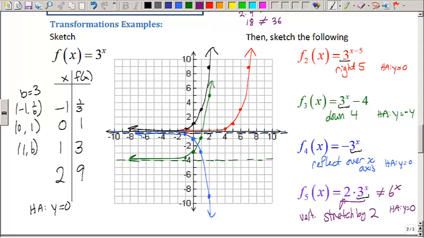Let's stretch each of the points by 2. At negative 1, 1/3, we're 1/3 high. Well, what's twice as high as 1/3? 2/3. At 0, 1, I'm 1 high. Well, what's twice as high as 1? 2. At 1, 3, I'm 3 high. Well, what's twice as high as 3? 6. And at 2, 9, I'm 9 high, and twice as high as 9 is 18, or clearly off my graph. Each one of these points should be vertically stretched twice as high as what it normally was on my parent function, the black function, which it is.